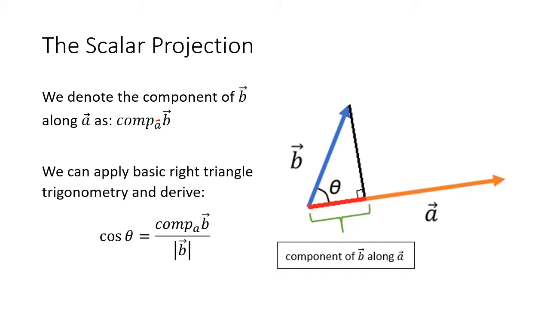Now, we can actually solve for this component using right triangle trig. We're using SOHCAHTOA. Cosine is your adjacent, which would be the component, over the hypotenuse. And the hypotenuse, in this case of that right triangle, is the magnitude of B. And so cosine of theta must be the component over the magnitude of B.